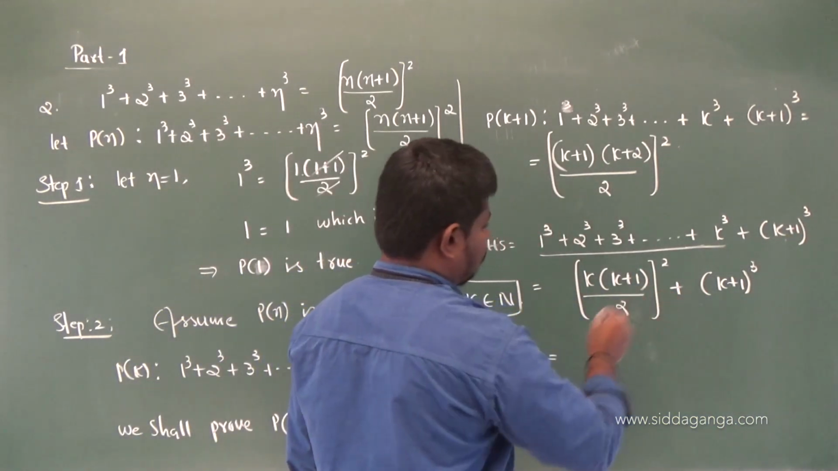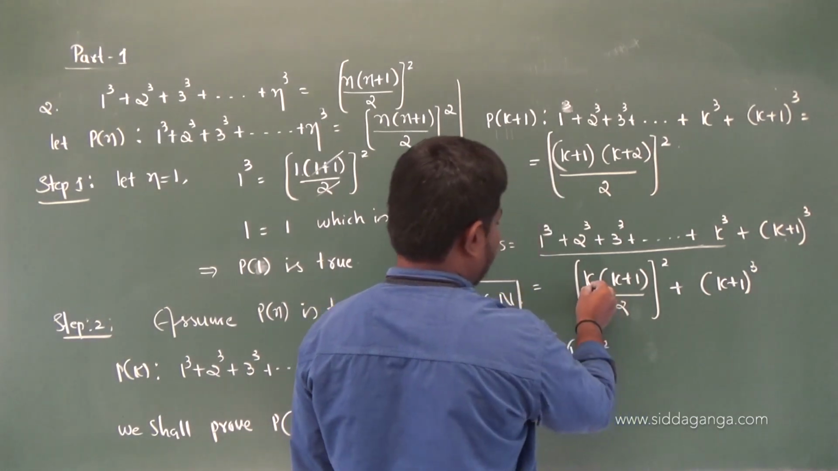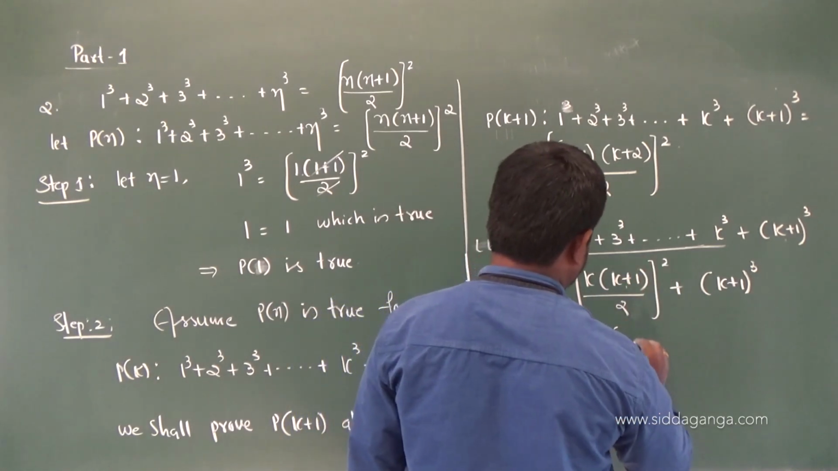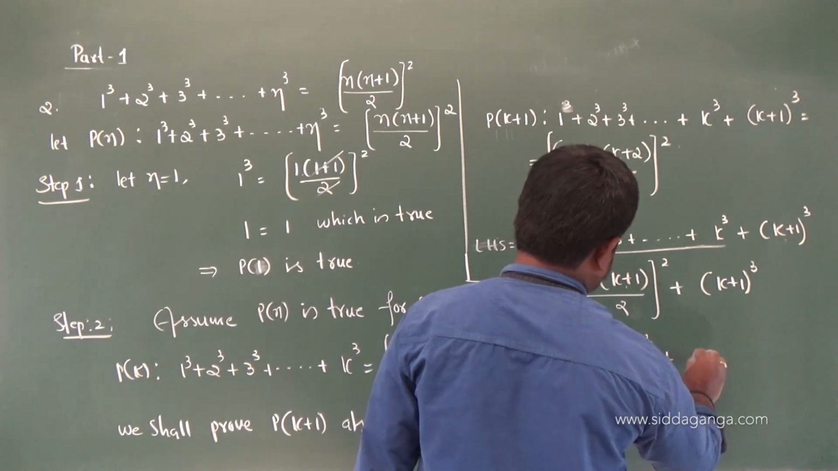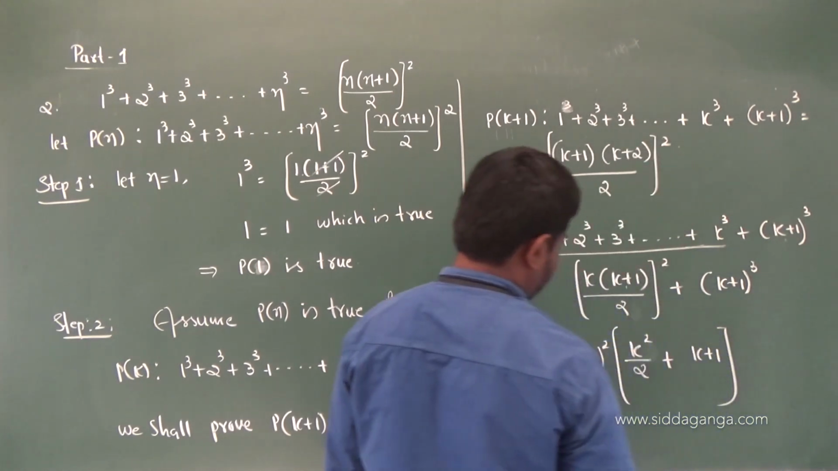Now what is common in these two? K plus 1 whole square is common, right? Because here we have k square into k plus 1 whole square, because we have square, no? K plus 1 whole square taken outside. What is remained? K square by 4 plus k plus 1, because k plus 1 whole square taken outside.